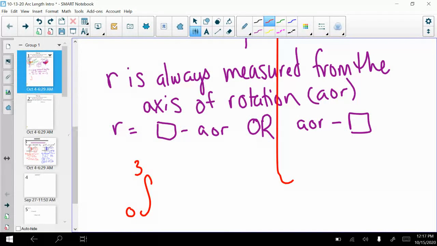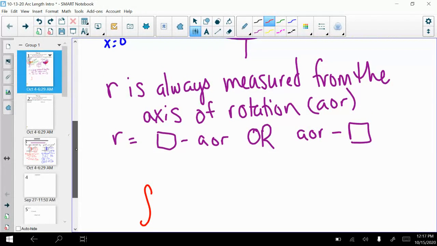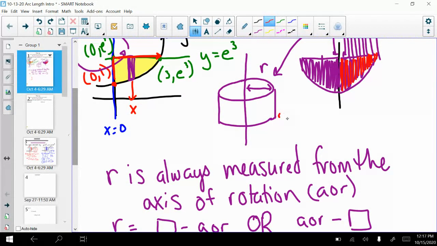I also think that we feel good with, and I hope that this is true, that the area of each little shell is 2 pi r h. And then the dx is like the thickness of the shell, so the dx turns it into a volume. And then we integrate to accumulate all those volumes.